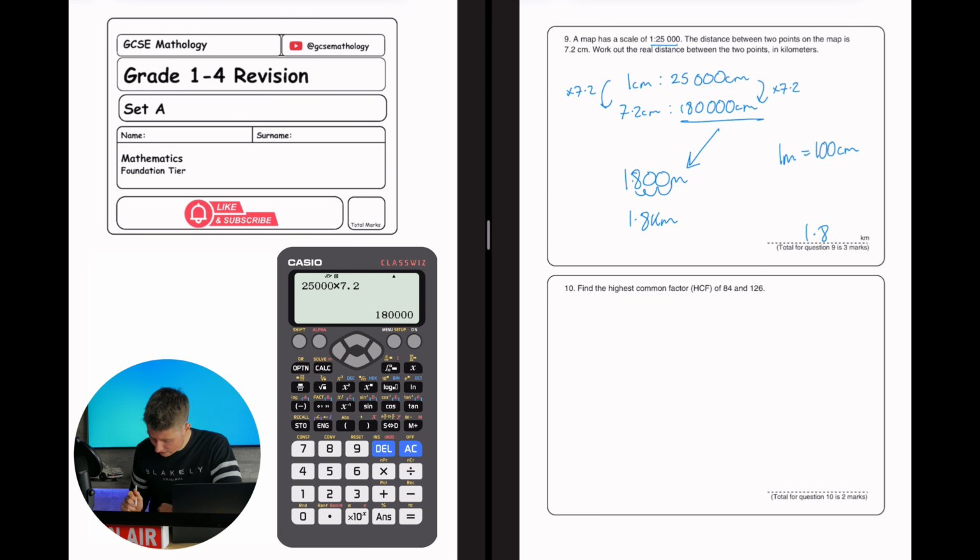Question 10 says find the highest common factor of 84 and 126. So 84, we're going to do the factor trees for 84. So 12 multiplied by 7 is 84. Circle 7 as it's prime. Splitting 12 off into two numbers, we can have 6 and 2, circle the 2. Splitting the 6 off into 3 and 2, circle the 3 and the 2.